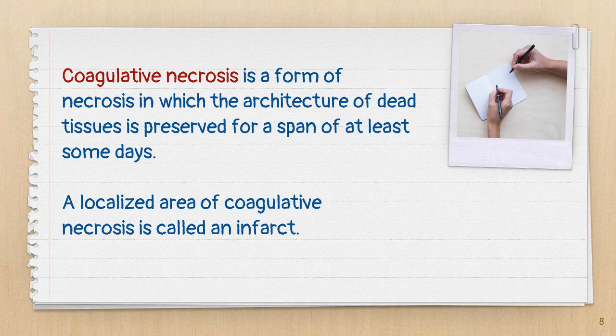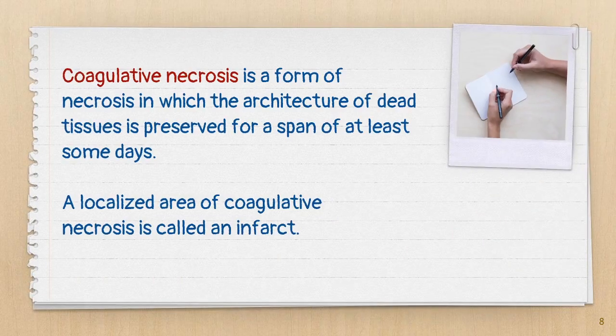Ischemia caused by obstruction in a vessel may lead to coagulative necrosis of the supplied tissue in all organs except the brain. We have to remember it will happen in all organs except the brain. The localized area of coagulative necrosis is called an infarct, so this is actually an infarct, and the process is called infarction.